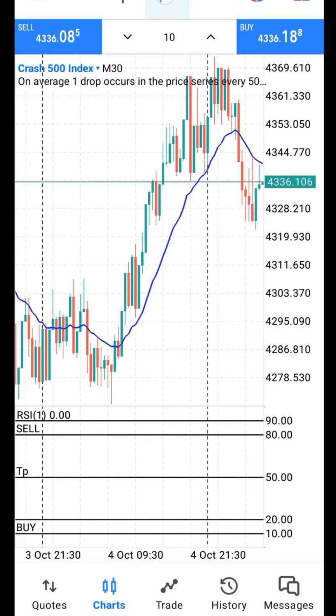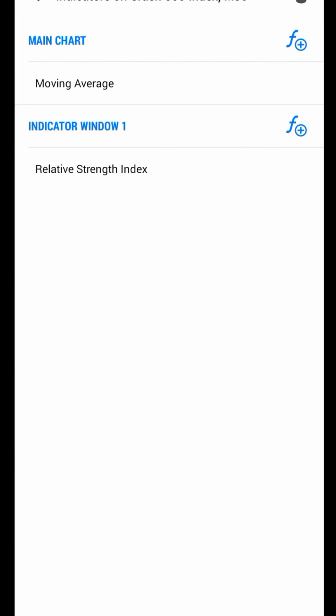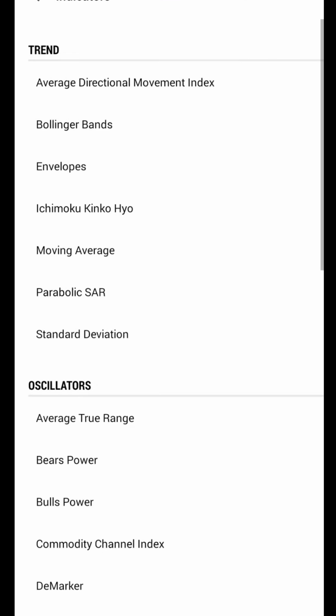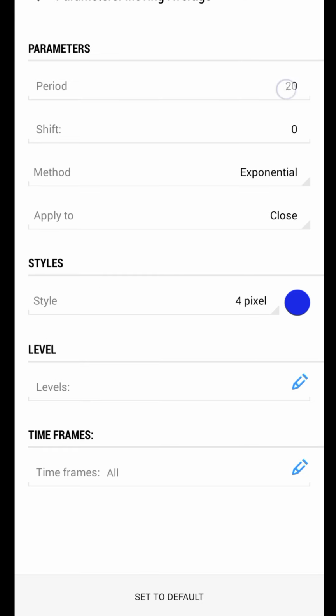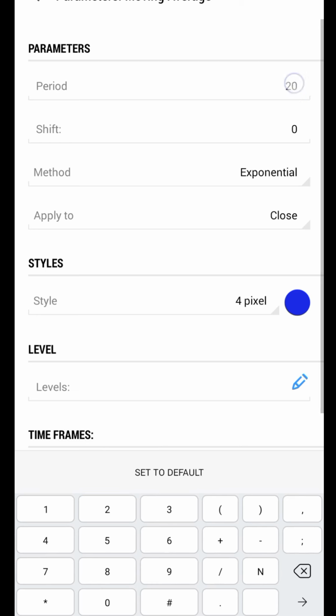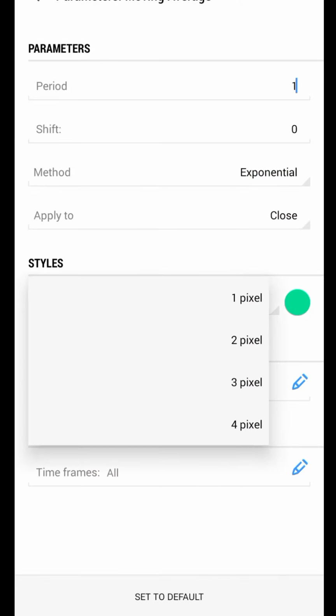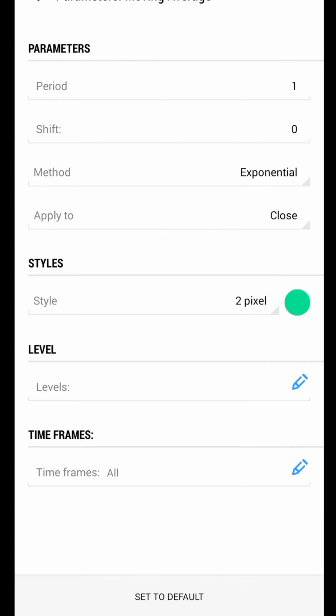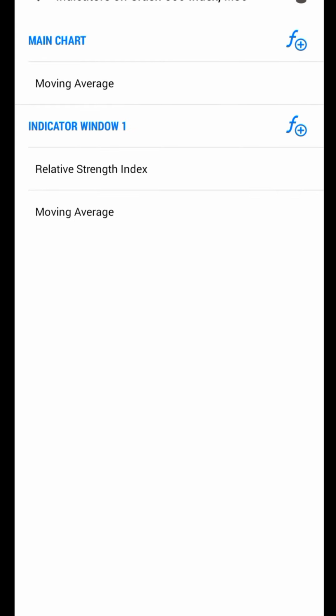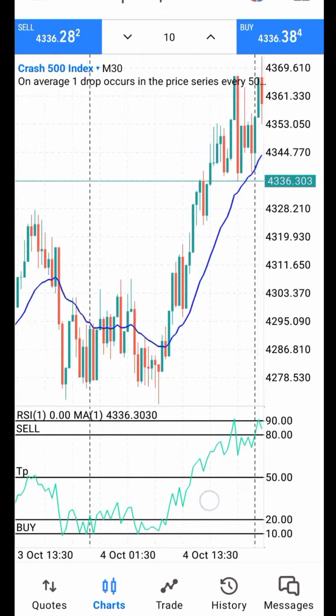So we go back to the indicator window, and then we add a moving average. The first moving average we are going to add is the fast moving average, which is the period 1 one. Shift zero, method exponential, apply to close. I like using green for the fast EMA. Let me reduce the width to 2. Leave it like this, then click on done. If you go back to your chart, you should see something like this.